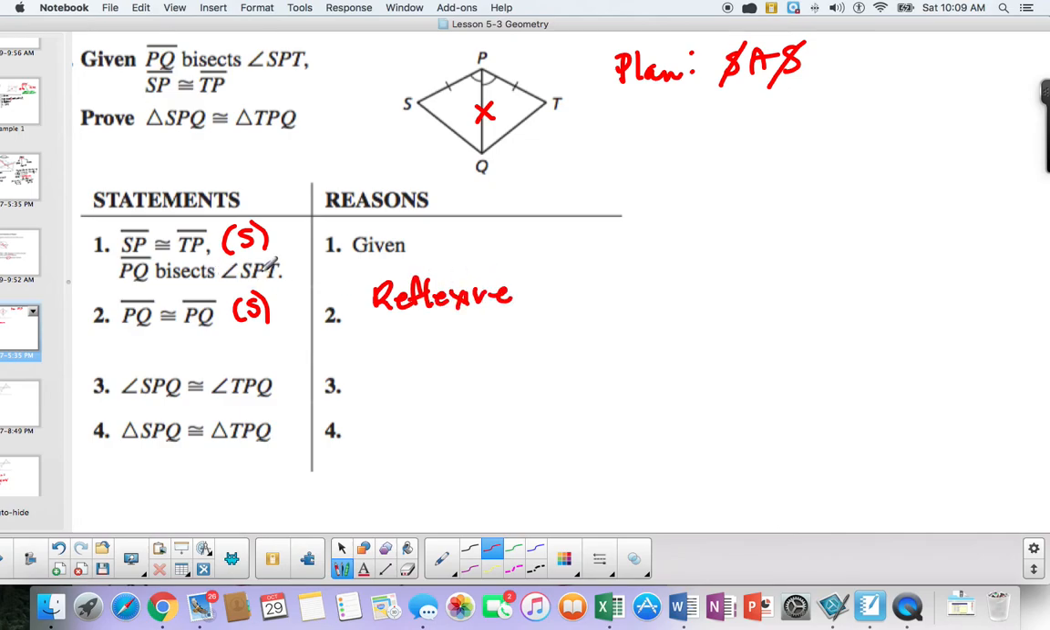Now, right here we have an angle bisector. And when we have an angle bisector, it cuts angles into two. So this is my angle pair. And this comes from definition of angle bisector. Now, once I've met the plan, I can now say the triangles are congruent by the shortcut side, angle, side.